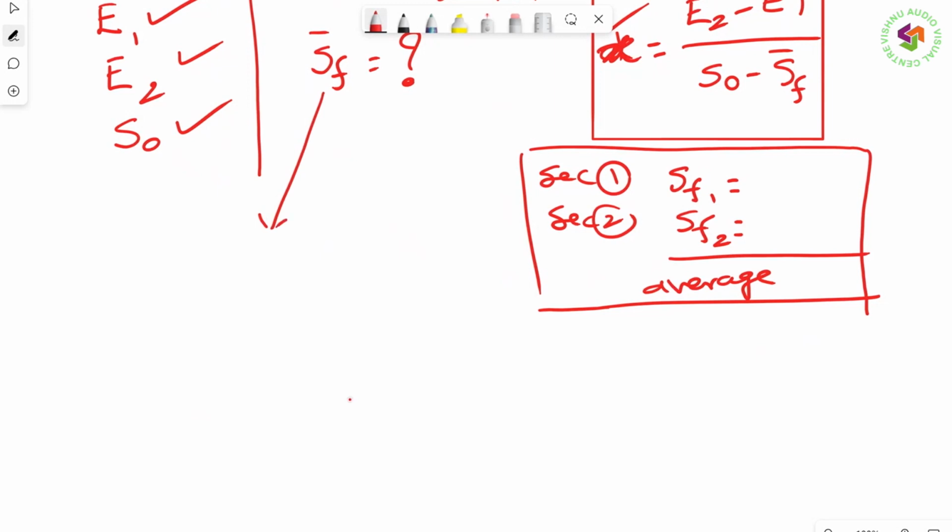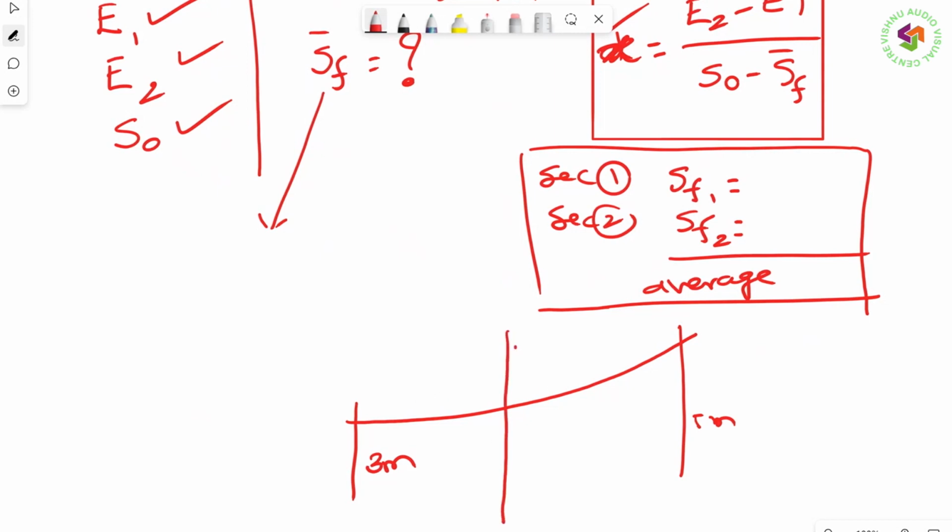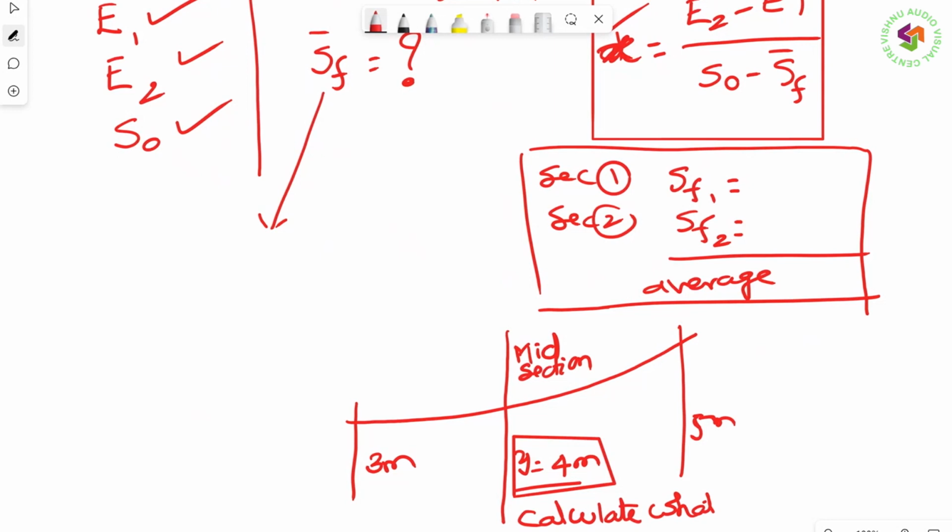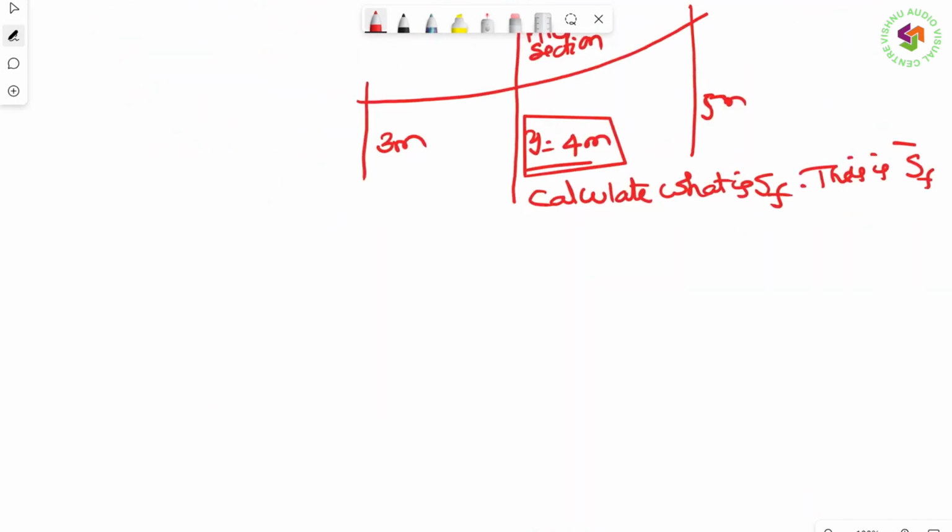Basically, I just mentioned this is the profile, right? This is 3 meters, this is 5 meters, and naturally this is the length. So I have taken the midsection. Midsection means y is equal to how much? 4 meters, because between 3 and 5 it is 4. So at 4 meters I calculated SF, and I call this SF dash. So this is also one method of doing it, and that is what I want to follow in this problem.